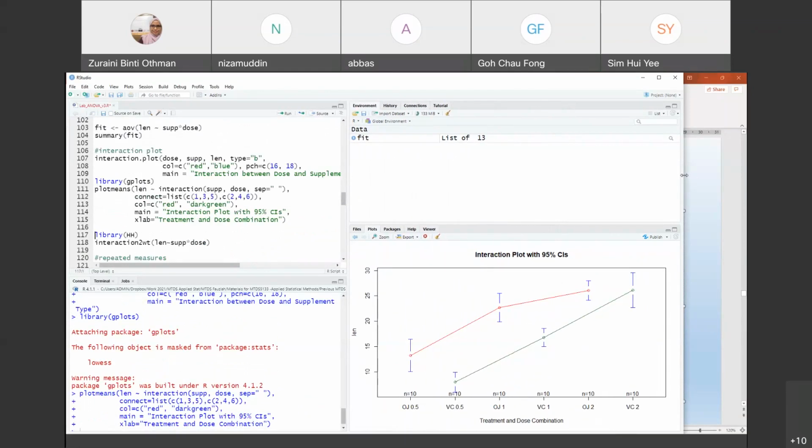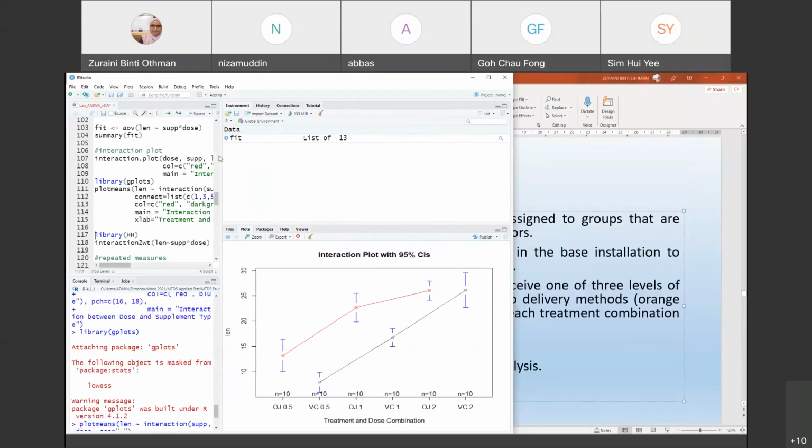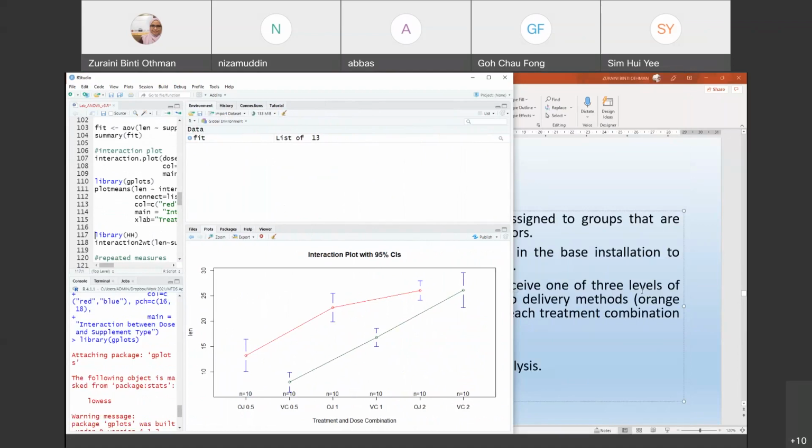From this kind of graph, we can see it is quite detailed, because there is orange juice and vitamin C, this is for 0.5, and this is for N10. This graph includes the mean as well as the error bar, the 95% confidence interval, and the sample size. We have this sample size.